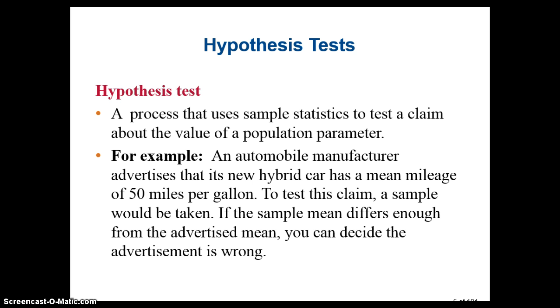Here's another example. An automobile manufacturer advertises that its new hybrid car has a mean mileage of 50 miles per gallon. To test this claim, we'd have to get a sample of these automobiles. And if the sample mean differs enough from the advertised mean, you can end up saying that the claim in the advertisement is wrong.